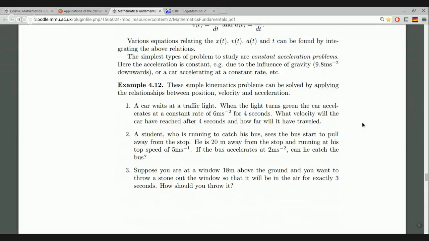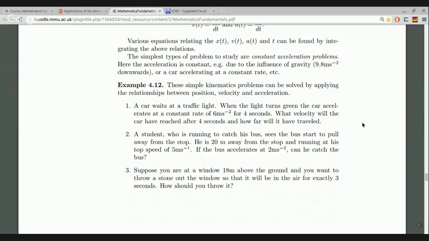Okay, it starts moving due to its acceleration, but at time 0, it's got 0 initial velocity. So that tells us that v of t is 6t. And then the position at time t should be the integral of 6t. So the position is the integral of velocity.